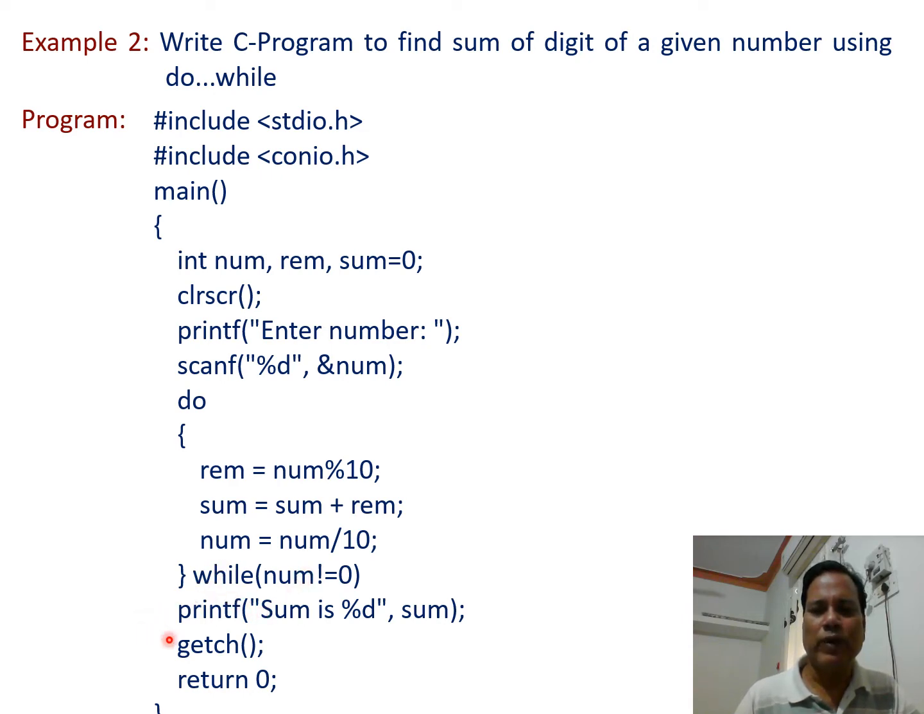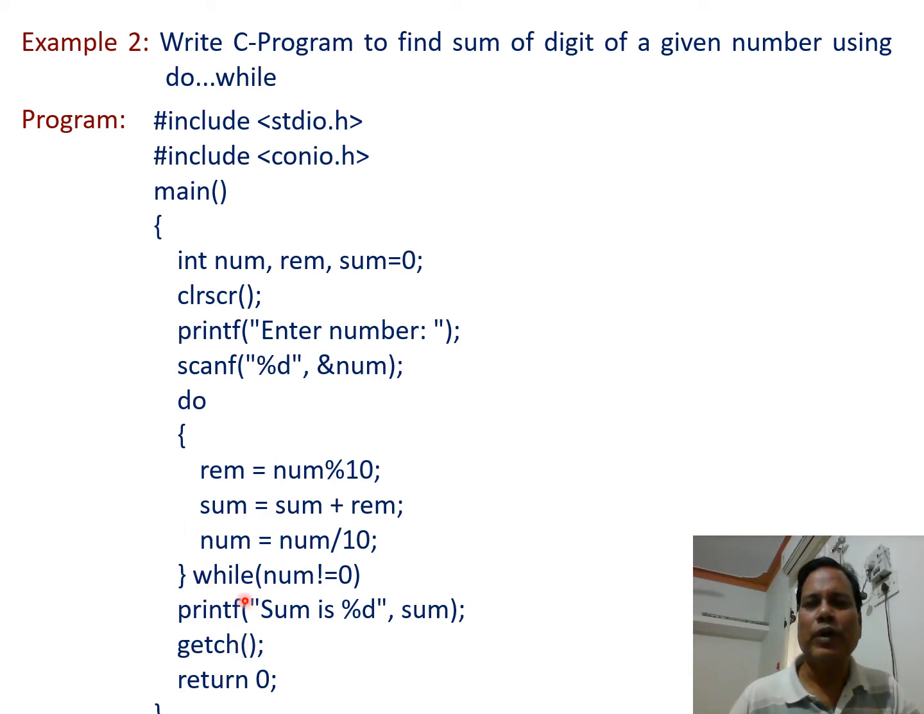Out of the do while loop, the printf statement prints "the sum is %d", at the %d place the value of sum is printed, and the getch statement holds the output screen where we see the output. Then when we press the enter key, return 0 tells the operating system that the program is executed properly.